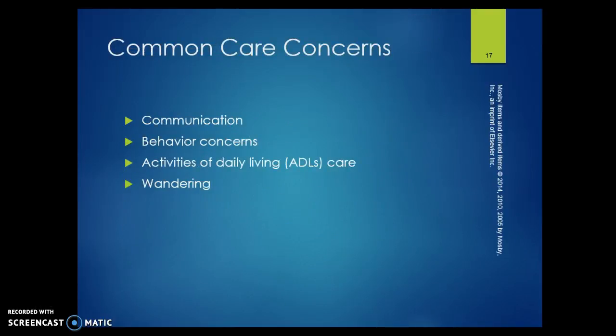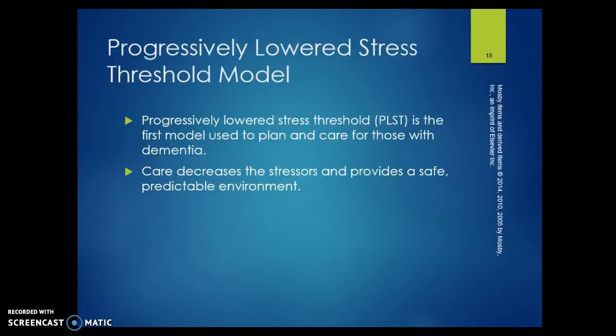Common care concerns: communication. So remember, the patient's communication is going to deteriorate. Behavioral concerns, activities of daily living, and wandering. Because we are going to have to help our patients with Alzheimer's, especially when it's advanced, in activities of daily living. And we have to watch safety, and that would include the wandering.